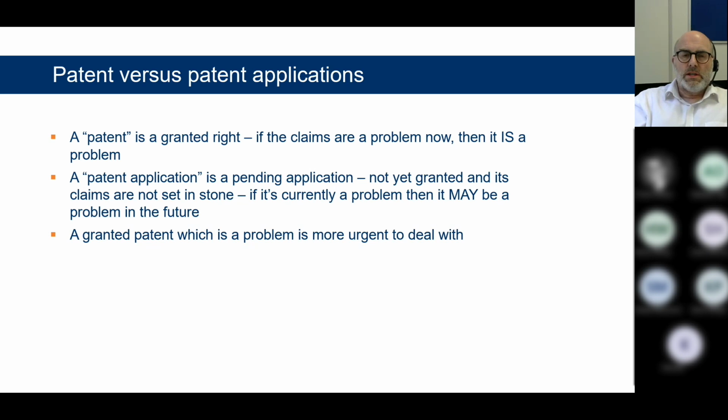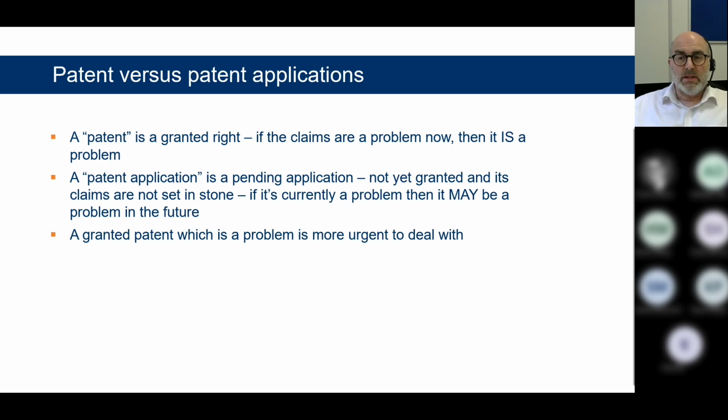So the first thing to consider is the difference between a patent versus a patent application. And we'll consider this before moving on to the different challenges. So a patent is a granted right. It can be enforced at any time after grant until the patent lapses, and most patents can last 20 years from filing, so it can be there for quite a long time. So if a granted patent is considered a problem to the sale or manufacture of your products, it's a problem now and for as long as it exists.